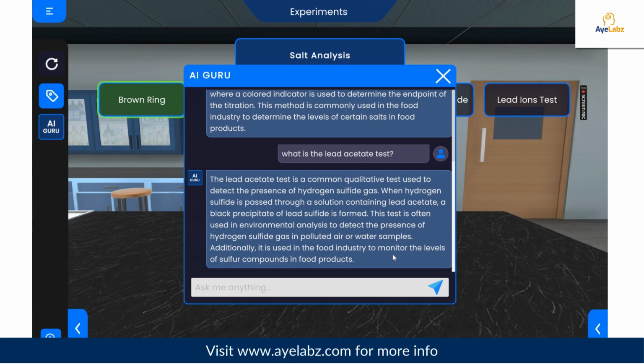Together, these features, the interactive experiments, the smart assessment questions, and the helpful AA Guru, create an engaging and immersive learning experience for your students. They'll feel like scientists conducting experiments, testing their knowledge, and getting real-time feedback. As a teacher, you'll have a toolset that brings science to life, making complex concepts more approachable and fun.